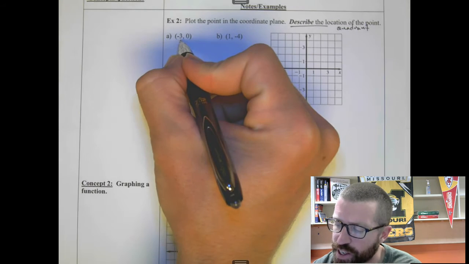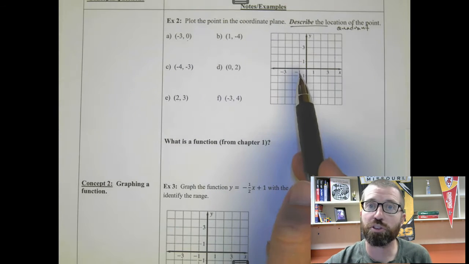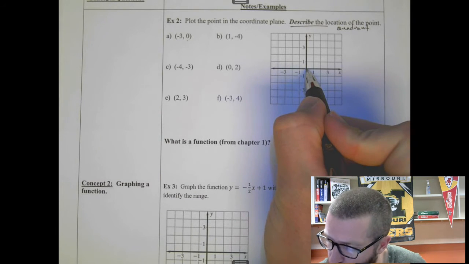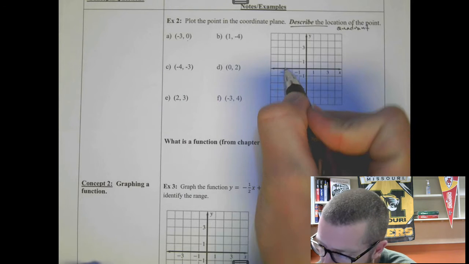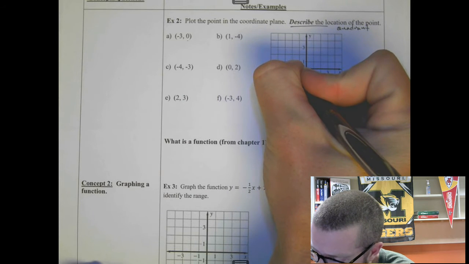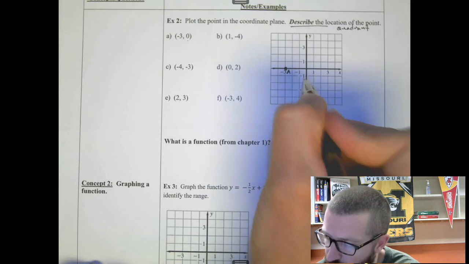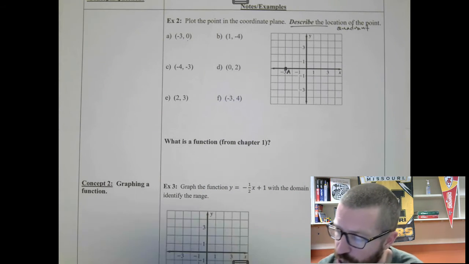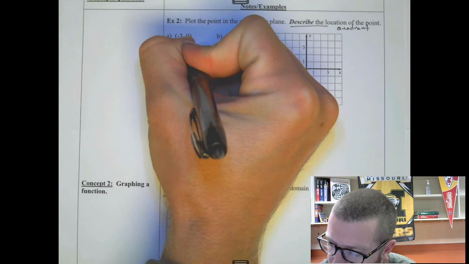So A, -3, 0. Notice it's two things, but you only have one ending location. So start at 0, 0. We go left 3, and then up or down 0. And so you are just right here at A. And this is not in a quadrant. This is in between quadrant 2 and 3. And so the best way to describe it is on the x-axis.